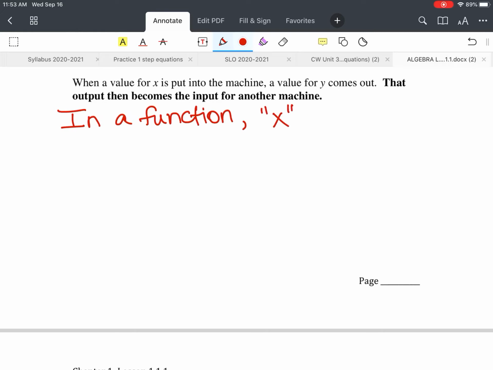x is always the input. It's inside the equation. That's one way that I remember it. The x is inside the equation, while the y is always outside the equation, and that's how I remember that the y is the output. So x is always the input of the equation.